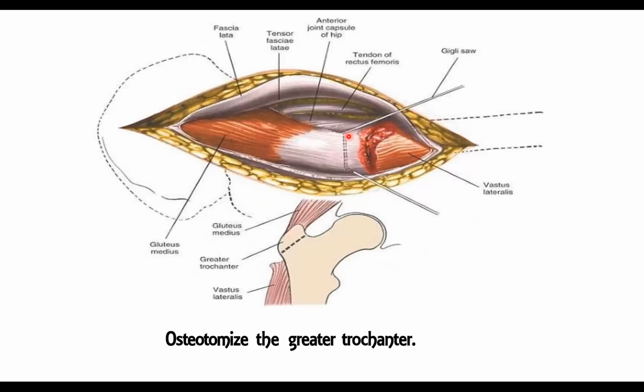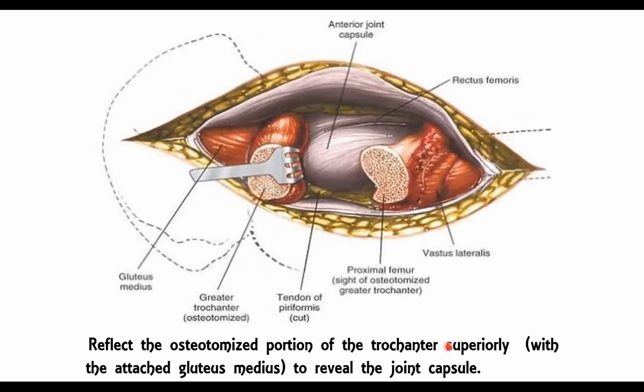Then there is another thing. You can go for osteotomy of the greater trochanter to get a better approach. This is the level they are doing. Again, we can fix it with screws. You see here, for better visualization, you can reflect the osteotomized portion of the trochanter superiorly to reveal the joint capsule. Here, we are not at all disturbing the abductors. We are not dissecting gluteus medius, just osteotomizing, and you can refix with screws.